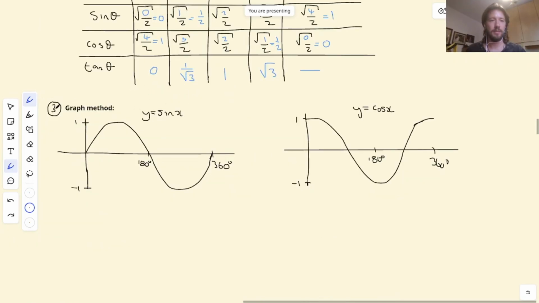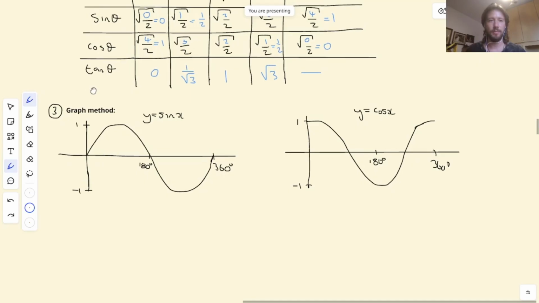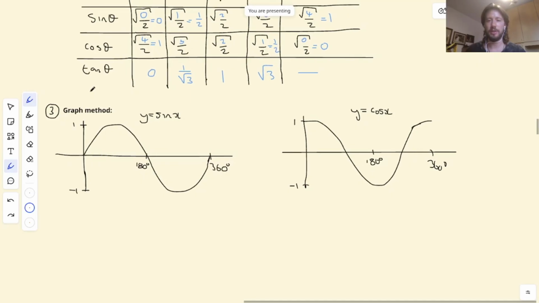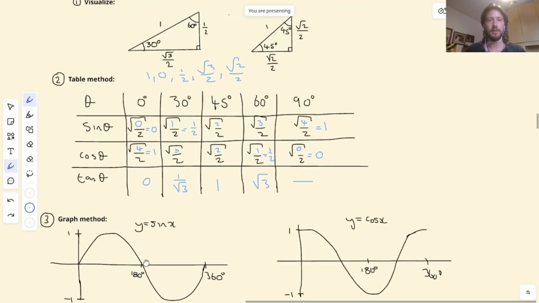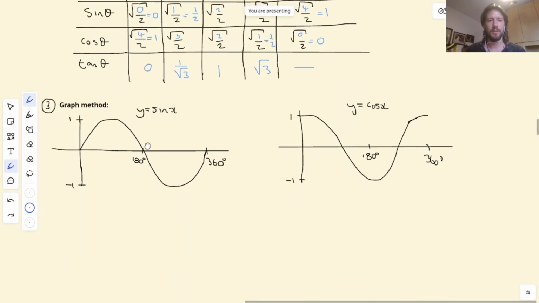Finally, we have the graph method. And this is personally my favorite because you will be using graphs more and more in the future in trigonometry. So this will become more and more intuitive to you if you can figure out the angles using the graphs. The first thing that we need to know is that y equals sine x looks like this, and y equals cos x looks like that.